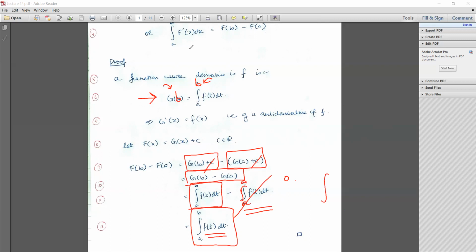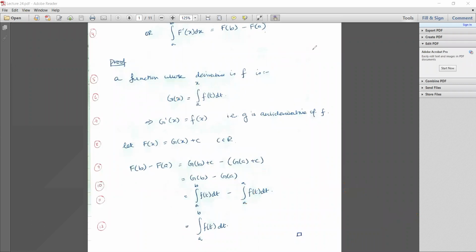We wanted to prove that the integral from a to b of f of t dt is just capital F of b minus capital F of a. Yes, Amna? Ma'am, why is G of a equal to the integral from a to a? Just plug in a here instead of x. Oh, okay. Right? Okay. This is G of x. Right, so any questions about the proof?